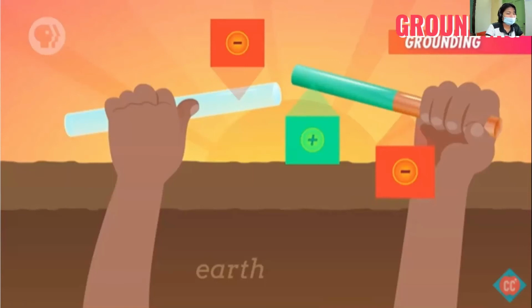Especially kung halimbawa ikaw mismo yung nakahawak dun sa faulty wire. Kung may grounding, hindi ikaw yung makokuryente. Hindi ikaw agad ang makokuryente. Ang punta agad ng electrons ay sa ground, which is napaka-safe talaga. Kaya kalimitan sa mga company, pabrika, talagang meron proper grounding.